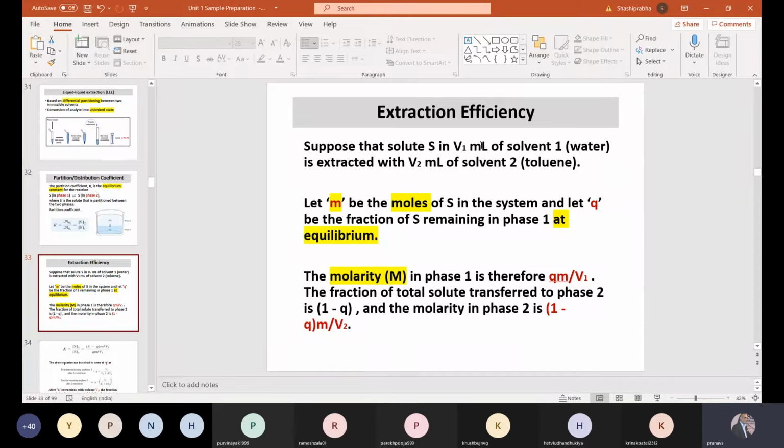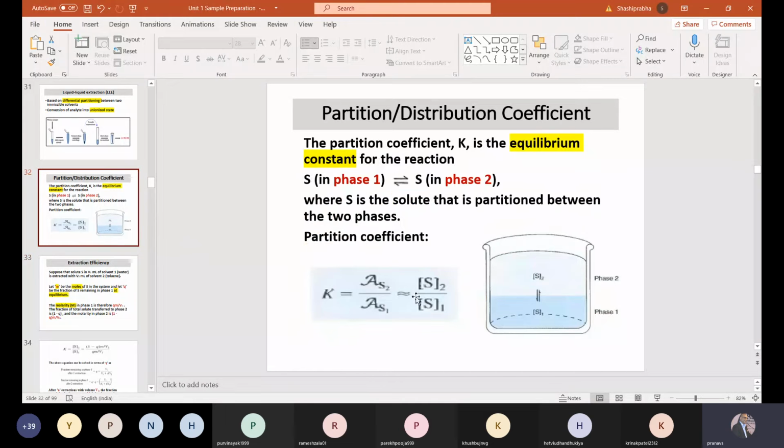So if there is only one analyte in our sample and we are interested in extracting it to a different phase, then 1 minus Q would be the fraction which goes to the organic phase. If Q remains in the aqueous phase, then 1 minus Q goes to the organic phase. And what we want to find out here, as shown in this slide, is the concentration of analyte in the organic phase and the concentration of analyte in the aqueous phase.